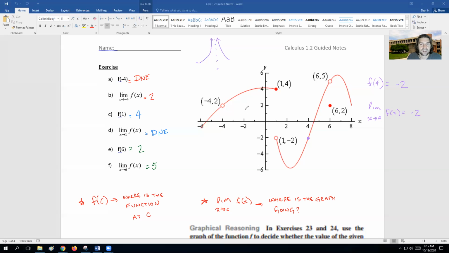I hope this clears some things up. This will be something we work on and get into more detail, especially when we start looking at limits as they go towards infinity. And we'll be more specific when we look at left and right-sided limits as well.